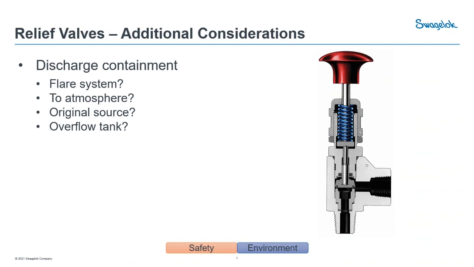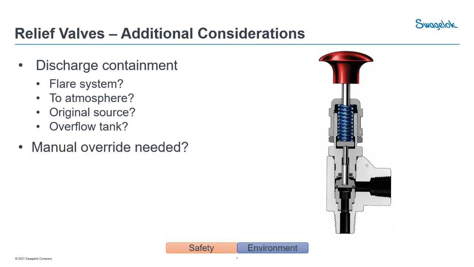And then if you're using a flare system or some other type of enclosed system to capture that discharge, you must take the back pressure into account when adjusting your spring and setting the relief pressure. With more back pressure, a higher system pressure is going to be needed to open that valve. So that's something very much to keep in mind when you're selecting your valve.